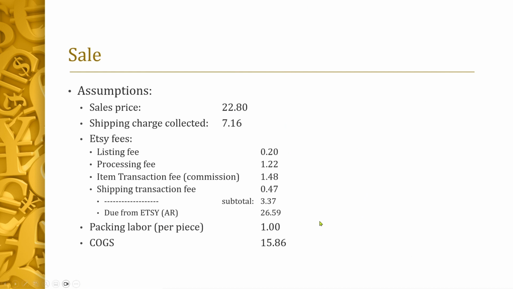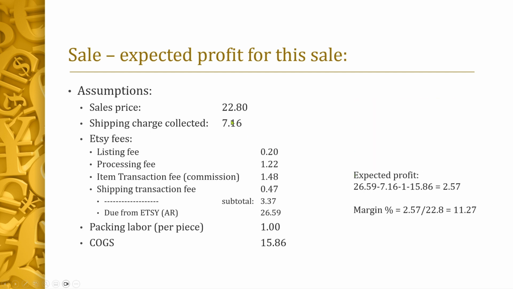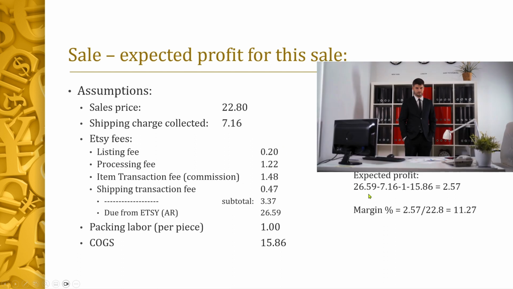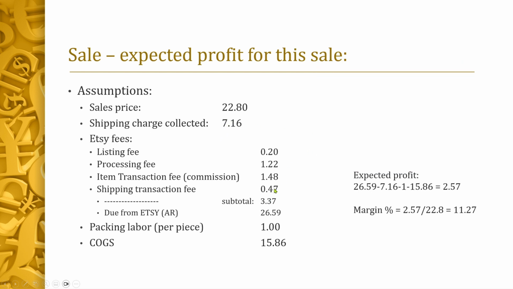Then let's take a look at whether we actually made money. We don't know yet because we haven't shipped the item yet. So an expensive shipment might actually eat all the margin in there. However, if everything goes according to the plan and this $7 figure is accurate, minus the fees in here, so it's more like $6.50, then we are going to expect a profit of $2.57 on this transaction, for the margin of 11.3%.